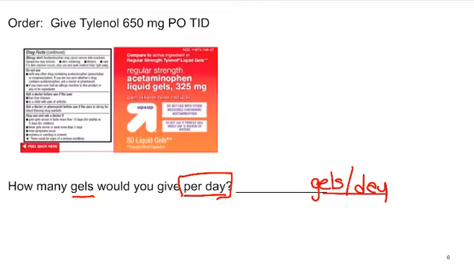So what do I need to know? I need to know how many gels per dose, and I'm going to need my doctor's order and my label, and then I also need to know how many doses per day. And I know that TID equals 3 doses per day. So how many gels per dose times 3 doses per day is going to be my answer.